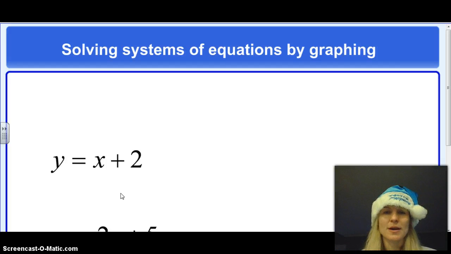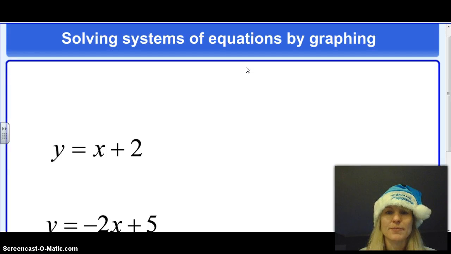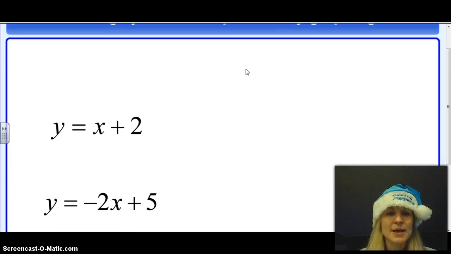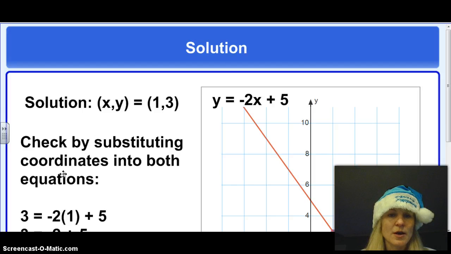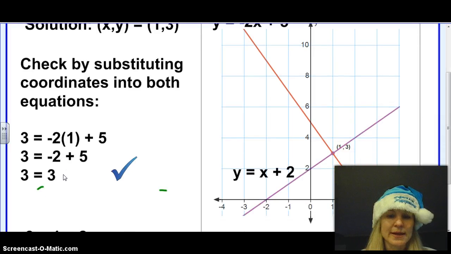So tonight's video is on solving systems of equations. You might want to write systems of equations and the date for your homework notes for tonight. It's when we take two linear lines and we look to see how they look graphically. So basically we graph these two lines.